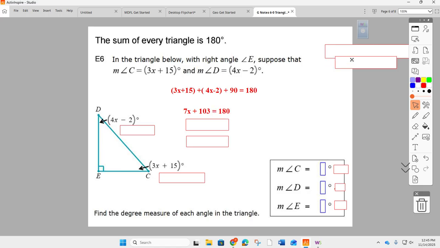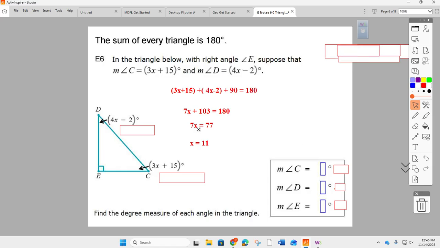And now we're going to solve this equation. We should all be able to solve it. We're going to subtract 103 from both sides. 7x equals 77. We don't have the x by itself yet. It's being multiplied by 7, so we're going to divide both sides by 7. And now we know that x is 11.